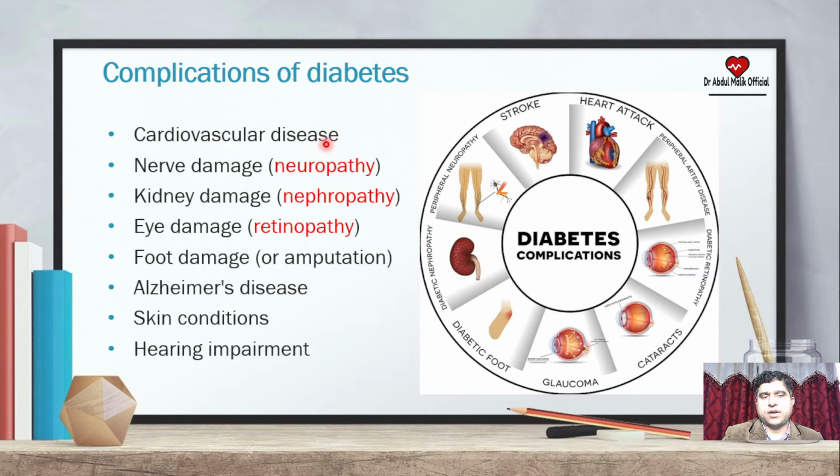coronary heart diseases are also there, and nerve damage is neuropathy, kidney damage is nephropathy, eye damage is retinopathy, and foot damage or foot amputation is also very common in different patients of type 2 diabetes or type 1 diabetes. Alzheimer's disease is also called type 3 diabetes, and skin conditions and skin problems are also shown in the complications of diabetes. Hearing impairment is also seen. Here is the figure showing cataracts, glaucoma, diabetic foot, nephropathy, foot amputation, stroke, heart attack, and multiple other diseases.